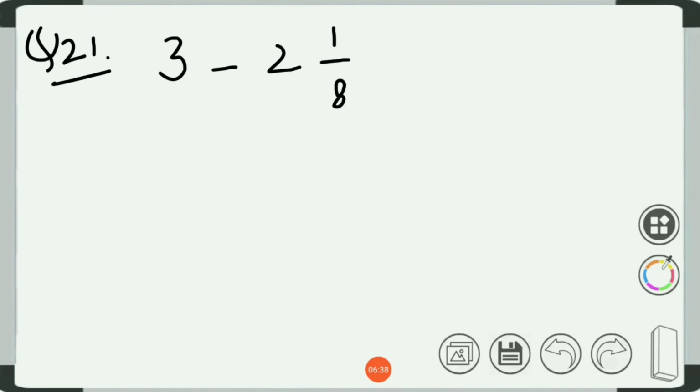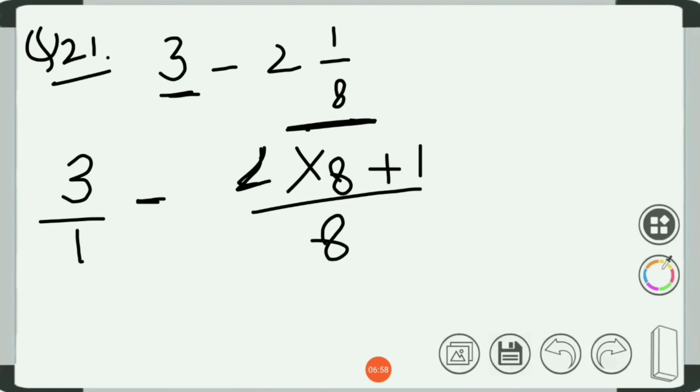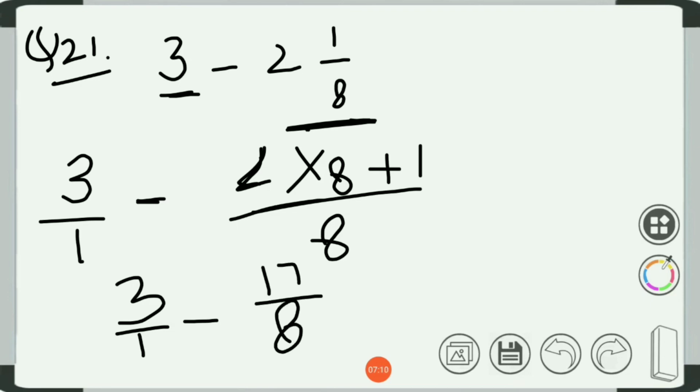Now question number 21, which is 3 minus 2 1 by 8. First we have to change it into an improper fraction. This 3 is a whole number. You have to change it into a fraction by putting 1 in the denominator. Minus. Now change it into an improper fraction means 2 into 8 plus 1 upon 8. Keep 3 upon 1 as it is. 8 2's are 16 plus 1, 17 upon 8.